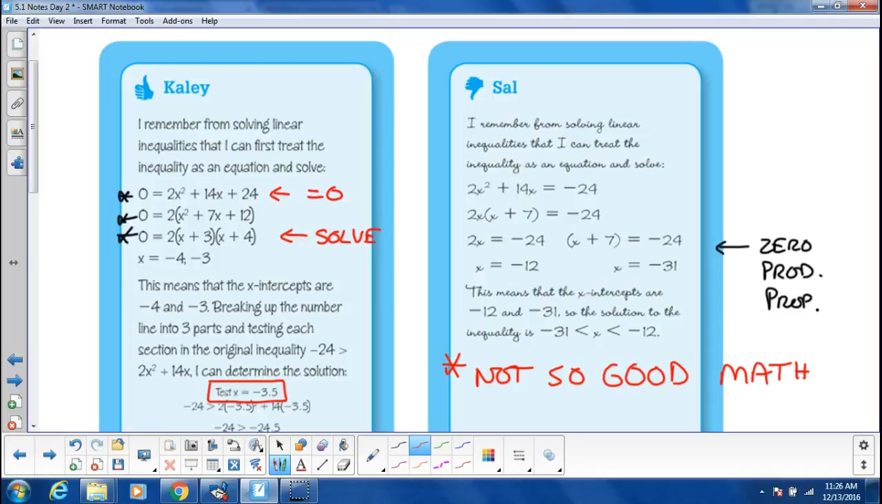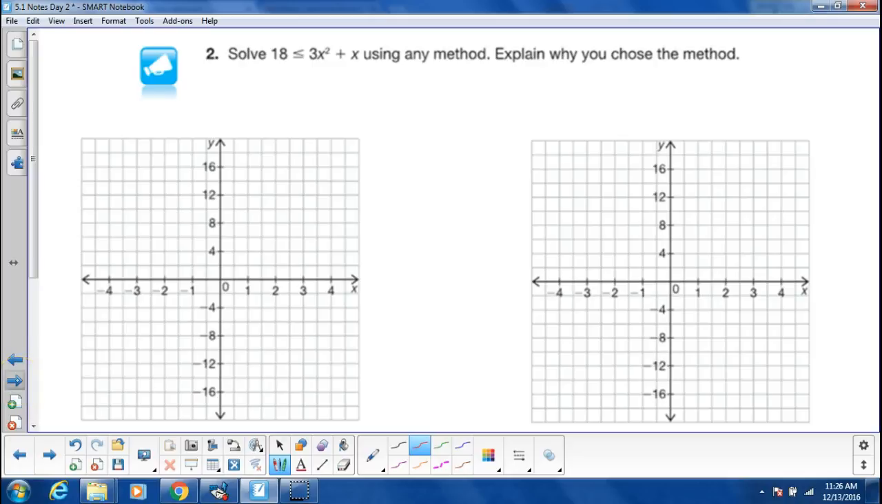So what I would like you to do now is turn to the next page, 411. It's number 2 on page 411. And I would like you to solve that using any method that you choose. I wouldn't choose Sal. I would choose Kaylee, Paco, or Samson. I would choose one of those.